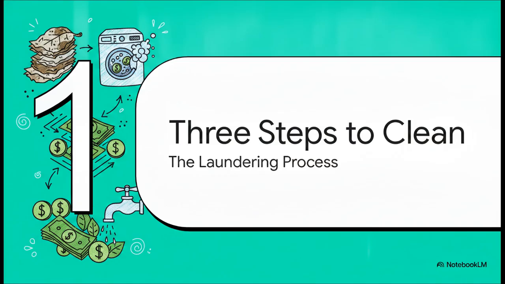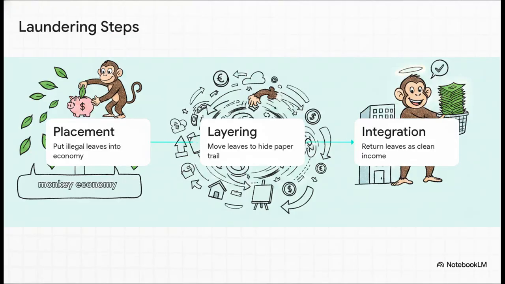Section 1. 3 steps to clean leaves, also known as the laundering process. So here's the standard playbook. Step 1 is placement. This is where the monkey takes his illegally obtained leaves and injects them into the monkey economy. He's trying to distance the physical leaves from the actual scene of the crime.